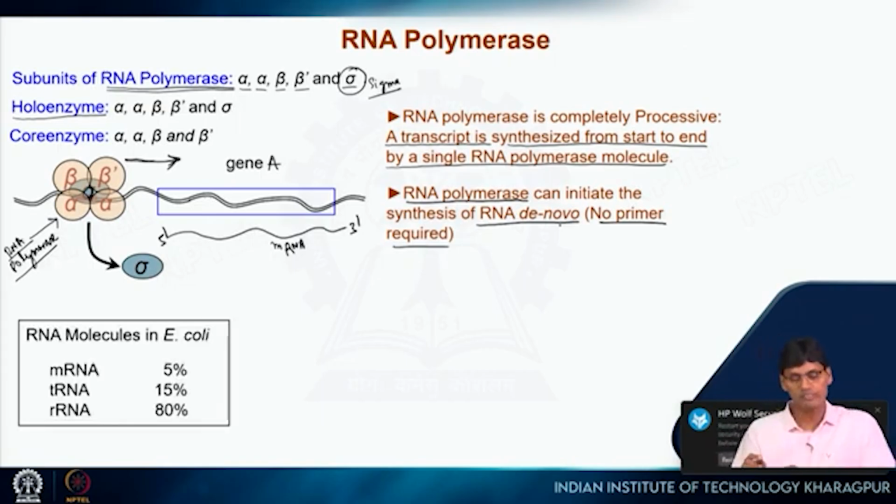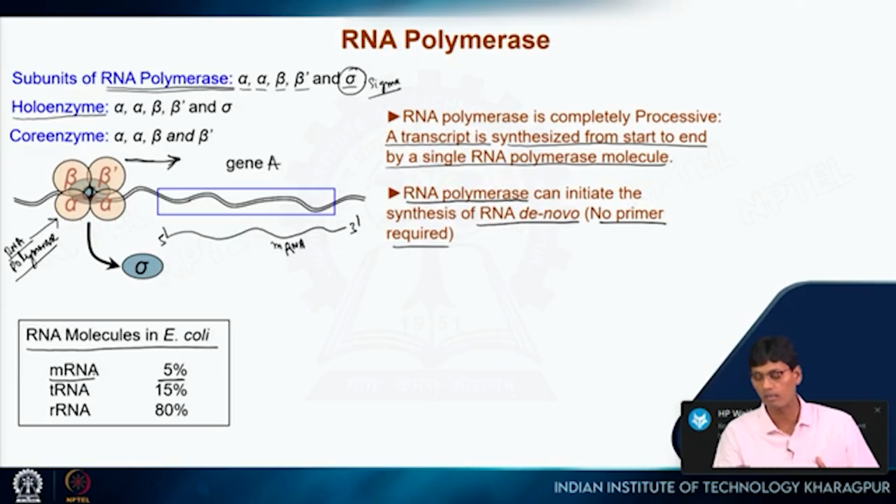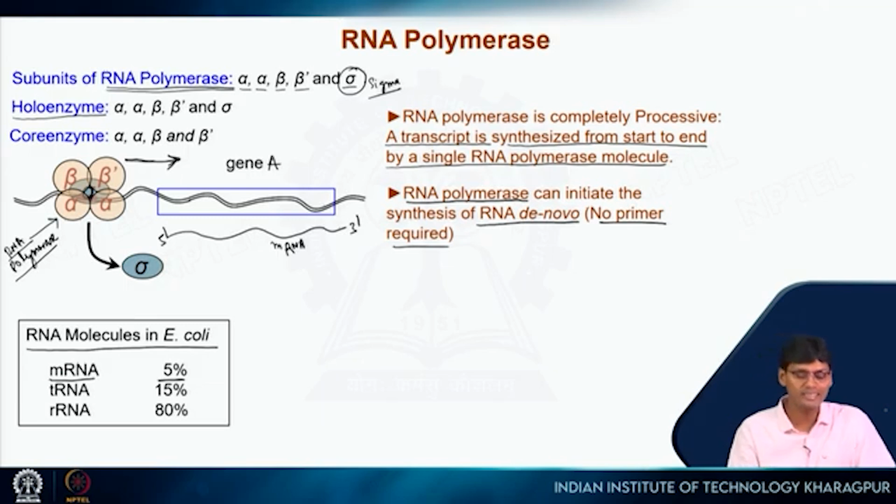And here, if you see some statistics on RNA molecules present in E. coli, looking at the total RNA in bacteria, particularly E. coli, only 5% of the RNA is mRNA, or messenger RNA, which directly codes for protein. The rest of the RNA is tRNA and rRNA. A huge portion of the RNA is actually ribosomal RNA.